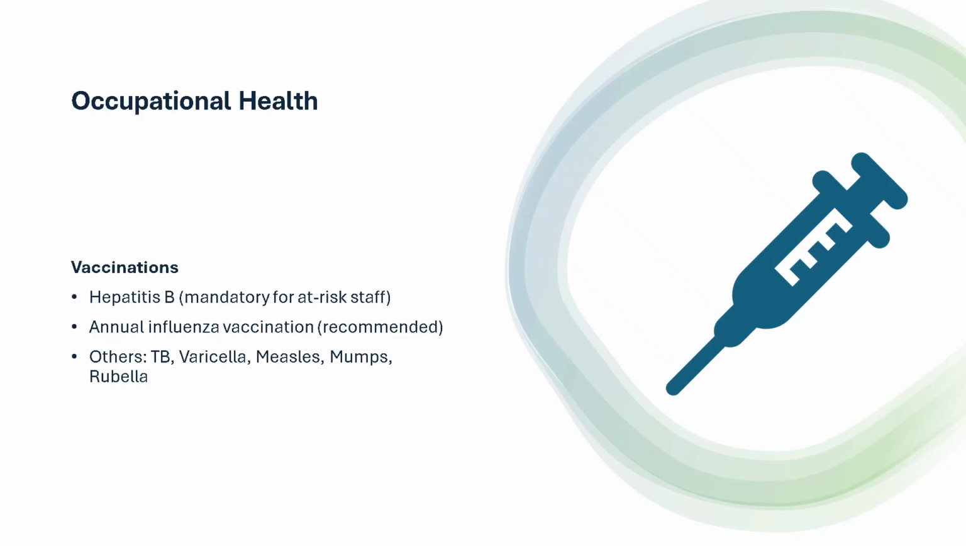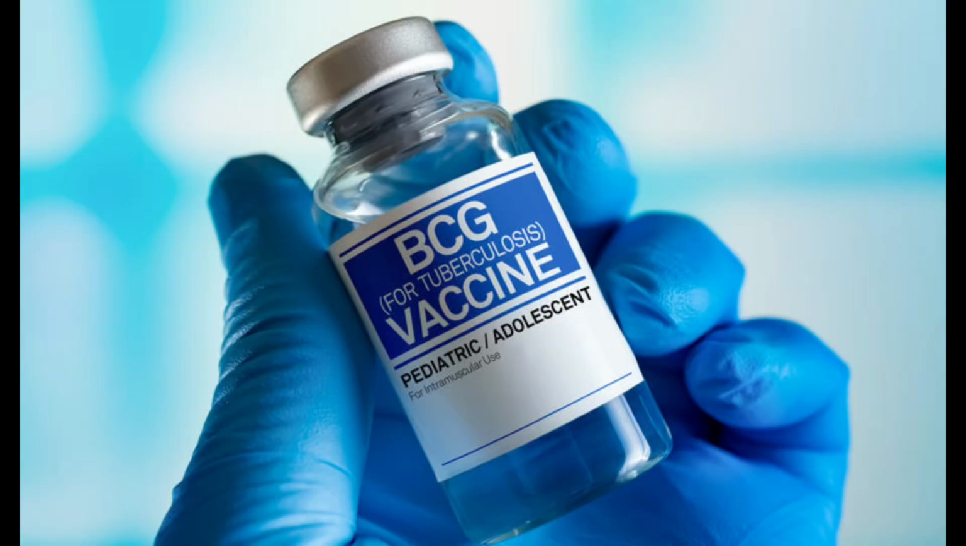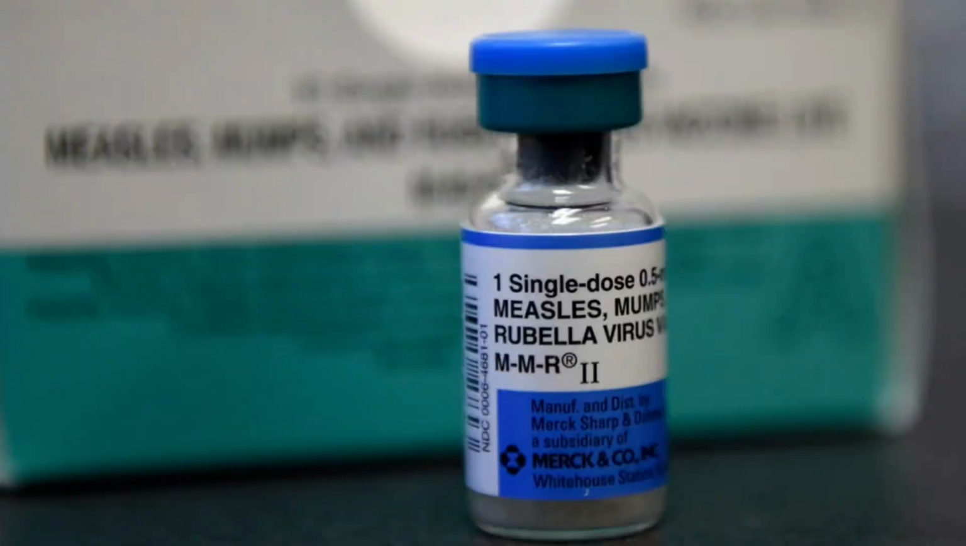It's mandatory for at-risk staff to be vaccinated against hepatitis B. There is no vaccine for hepatitis C, and it's recommended for everyone to be vaccinated against the influenza virus. And because viruses like TB, measles, mumps, and rubella can be acquired occupationally, the staff member must know their immune status in relation to these diseases.